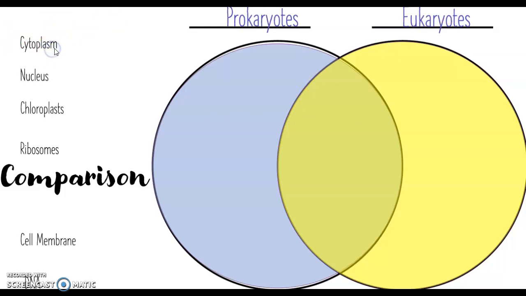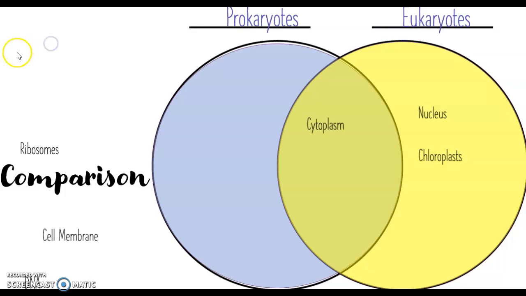Well, cytoplasm, where would it go? Prokaryotes and eukaryotes both. So what they both have will go in here. So they both have cytoplasm. But the eukaryotes have nuclei, but not prokaryotes. Same thing with the chloroplast. Chloroplast is an organelle. It's one of those organelles in the list that you wrote down. So eukaryotes are going to have that. Prokaryotes do not have any of those organelles.